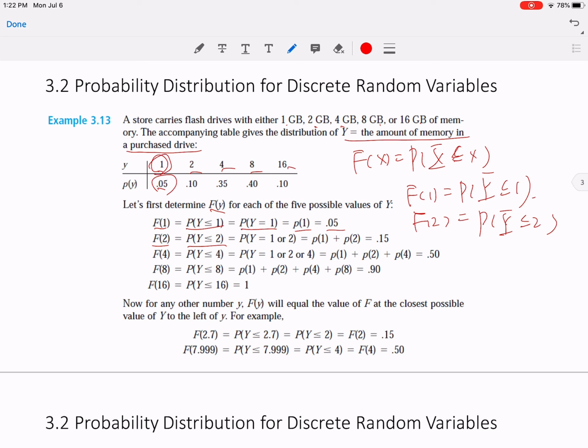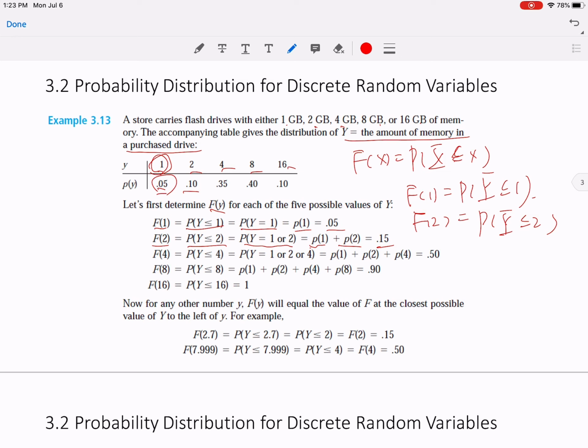We got 2 of them. So if y is less than or equal to 2, it could be either 1 or 2. So that would be equal to the probability of y is equal to 1 or 2. So that would be equal to the probability of y is equal to 1 plus the probability of y is equal to 2. So 0.05 plus 0.1 gave us 0.15 over here.